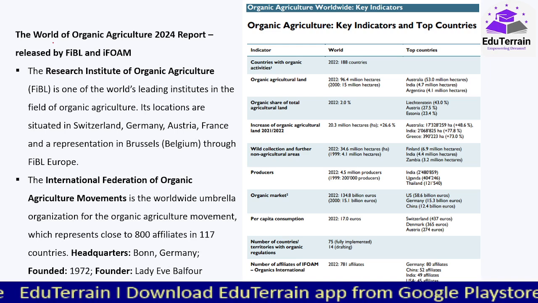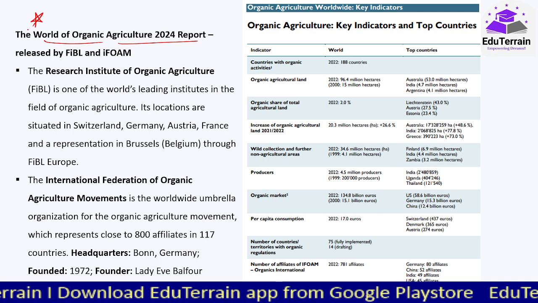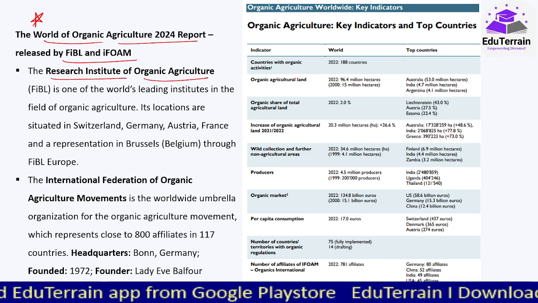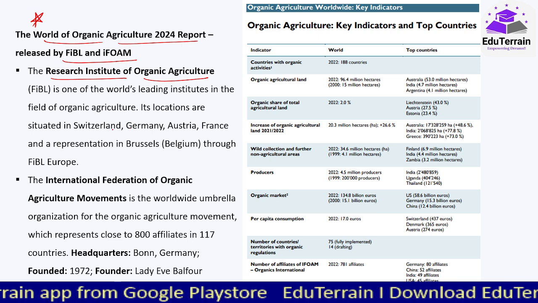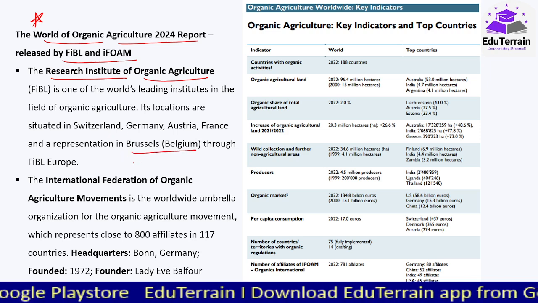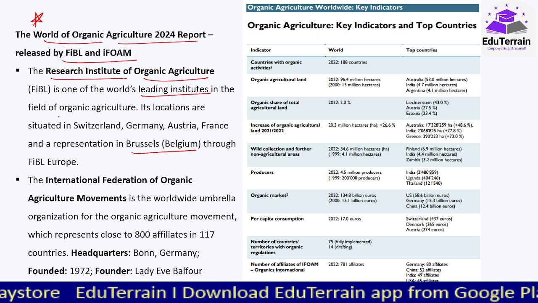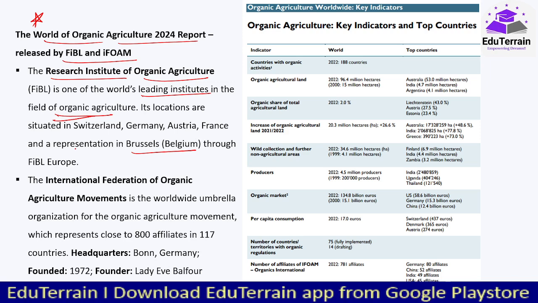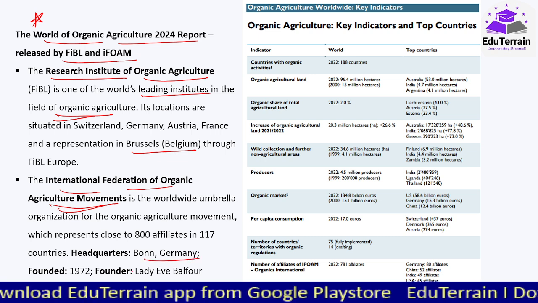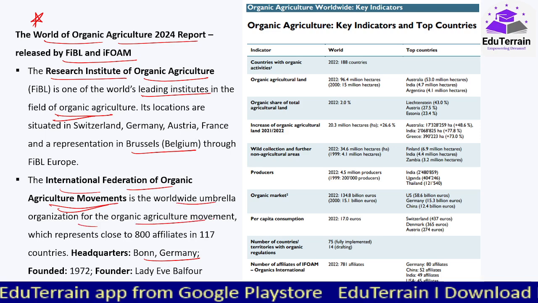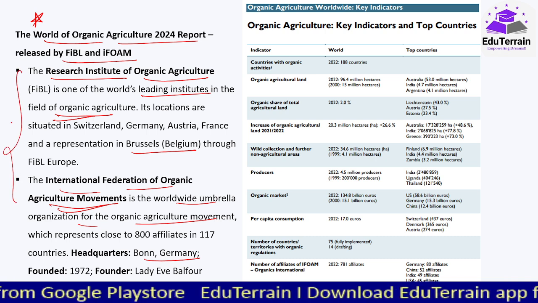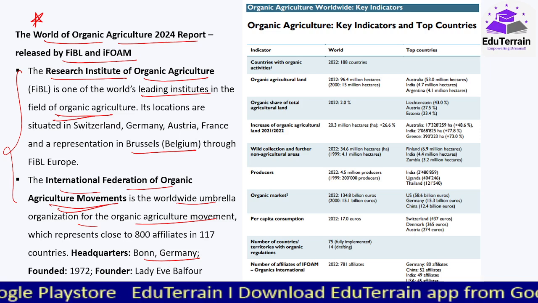Okay, so this is nothing but the World of Organic Agriculture 2024 report, released by FiBL and IFOAM. FiBL is the Research Institute of Organic Agriculture, which is कई सारे लोकेशंस में है, but the main representation is in Brussels, Belgium, and it is one of the world's leading institutes in the field of organic agriculture. Next, IFOAM, that is the International Federation of Organic Agriculture Movements, is headquartered in Bonn, Germany, and is a worldwide umbrella organization for the organic agriculture movement. So they both come together, and every year they release data associated with organic agriculture.